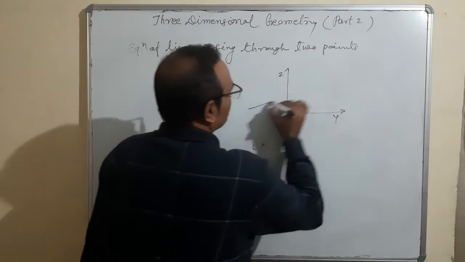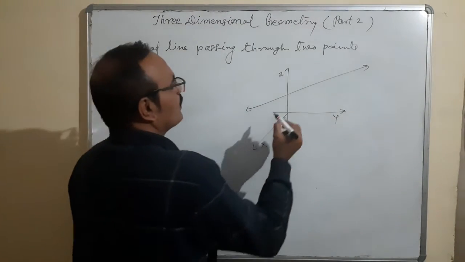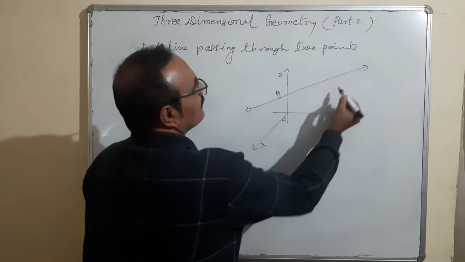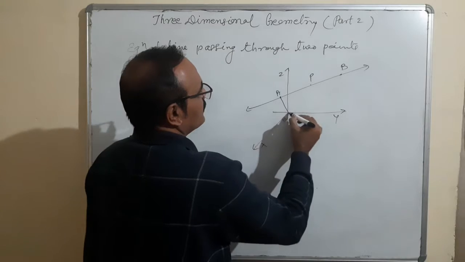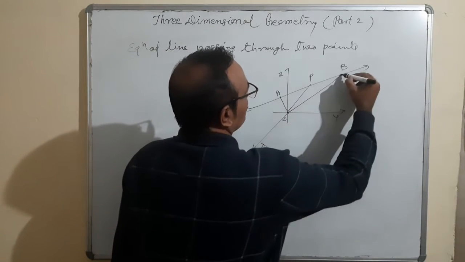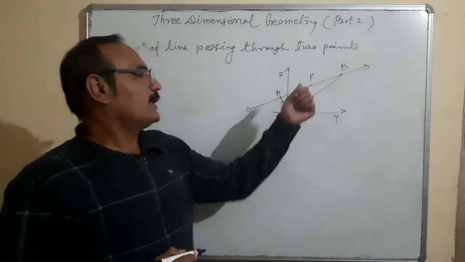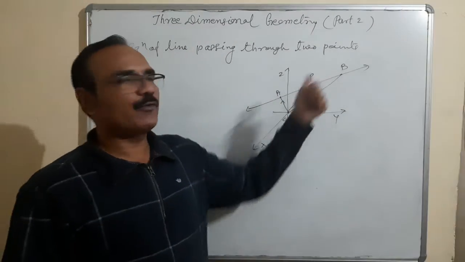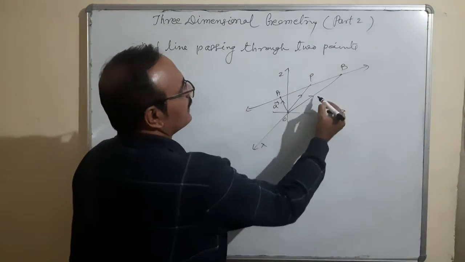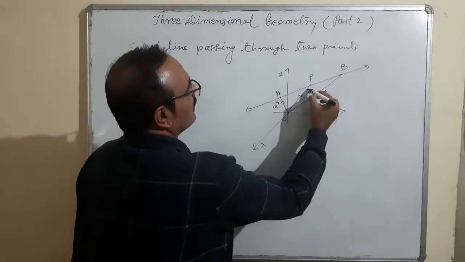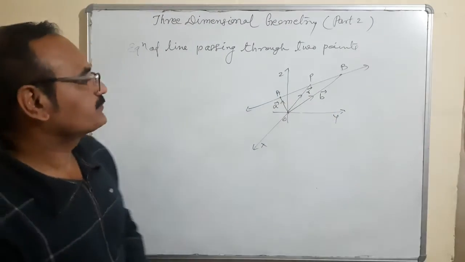Suppose this is the line. On that line there are 2 points. This point is A, this point is B, and this is P. We're going to join it. Okay. On the line there are 2 points, point A and point B. Their position vectors are vector A, vector B, and suppose this is vector R.